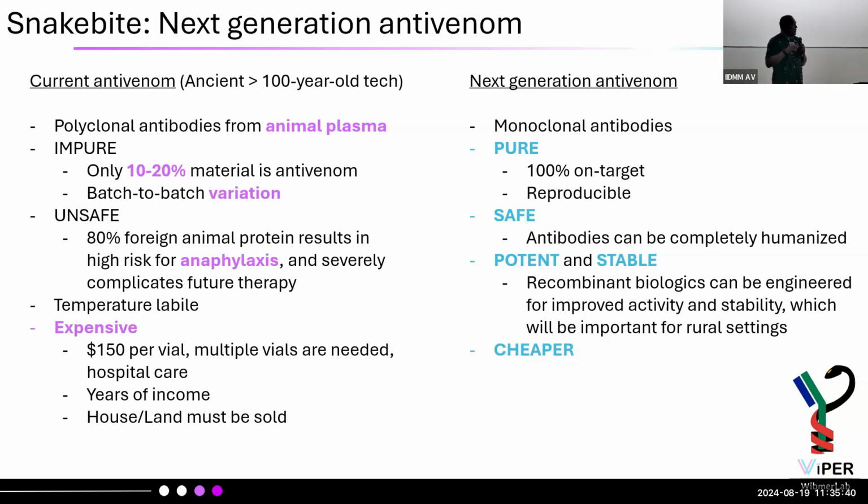And so we think that these monoclonal antibodies are really the answer to that. Next generation antivenoms are pure, obviously. We can make them in the lab. They're super safe because we can make them human. They're reproducible. We can make them more potent and more stable through structural biology and rational design. And we think they can be significantly cheaper, something down to like $5 or $10 for a therapeutic dose, which is really affordable compared to $200 a vial. And you need multiple vials for antivenom therapy.